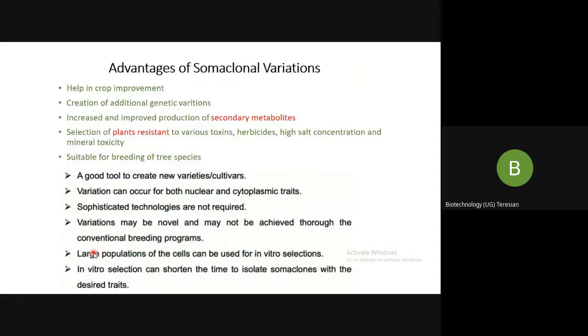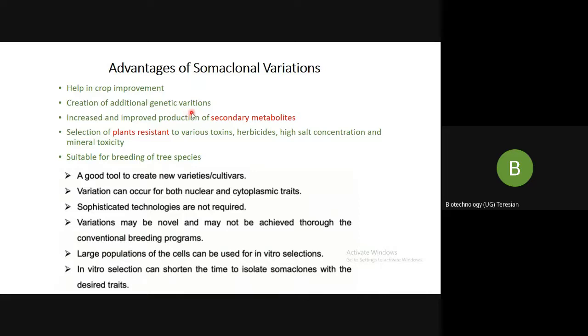Now, friends, let us look into the advantages of somaclonal variation. What are the advantages of it? It helps in crop improvement, as we have seen in the example. Somaclonal variation is a tool to create new variants, novel or innovative traits. Variation can be introduced both in the nuclear and the cytoplasmic genomes. So, creation of additional genetic variation.